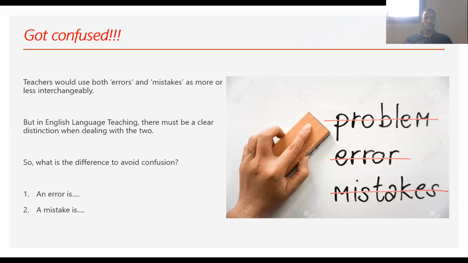It's very confusing. Teachers would use both errors and mistakes more or less interchangeably. They mix the two. They talk about errors and mistakes as if they are the same. But when we talk about teaching English as a foreign language, we have to make a difference. There is a distinction between the two. So what is the difference, to avoid this confusion? Can someone tell me what's the difference between an error and a mistake?